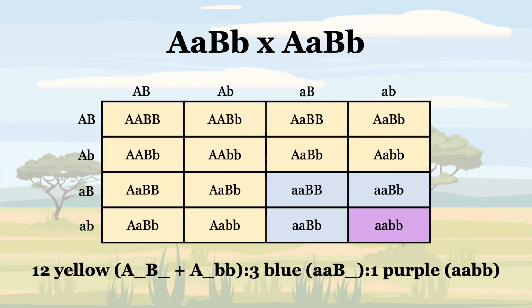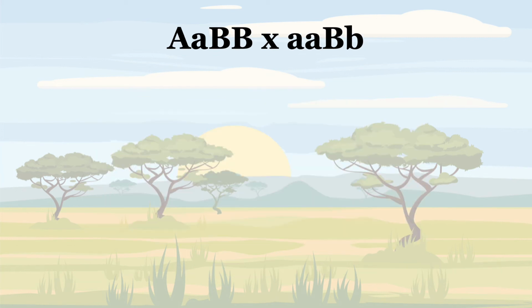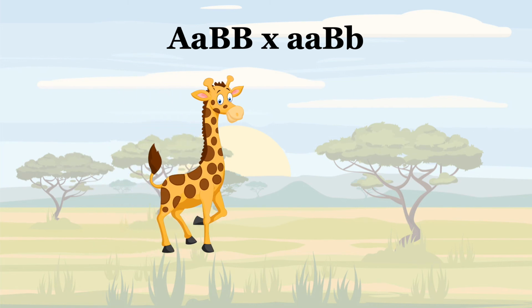Let's go back to our cross between two yellow giraffes, each with this genotype. The offspring have a phenotypic ratio of 12:3:1. Notice how all the giraffes with the capital A allele are yellow, regardless of the B alleles being dominant or recessive.